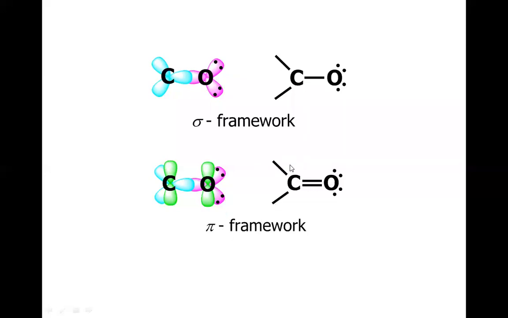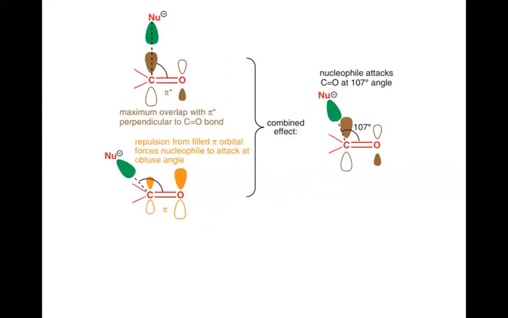We know that the carbon has an unhybridized orbital, and oxygen also has one unhybridized orbital, which both share their electron density through sideways overlapping, and hence we have the pi framework. Now let's discuss what will happen to this pi framework. When the nucleophile attacks the carbonyl, obviously it will prefer to attack perpendicular to the carbonyl. In doing so, we will have the maximum overlap. In fact, the nucleophile will have the maximum overlap with the anti-bonding orbital, the pi star orbital of the carbonyl.